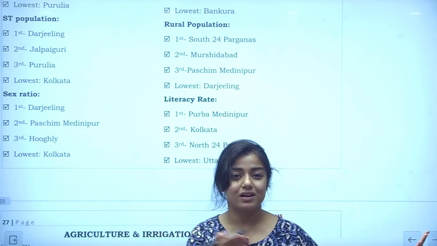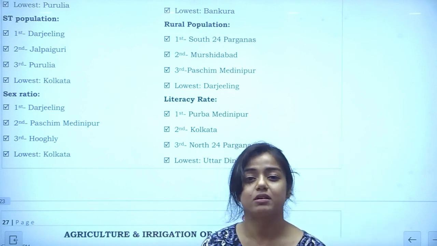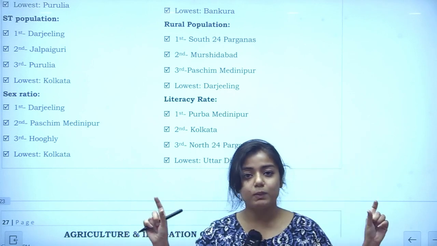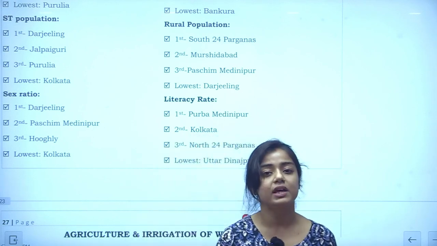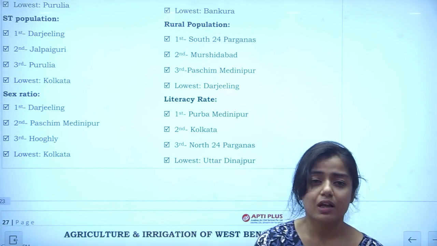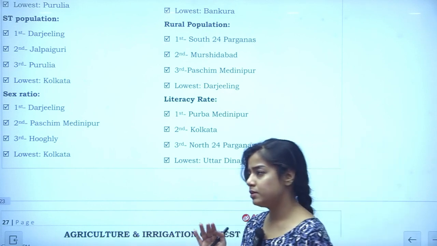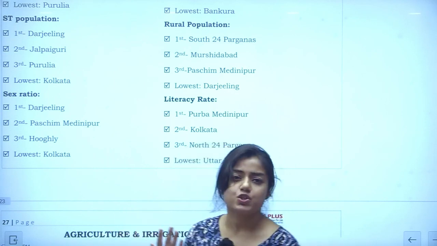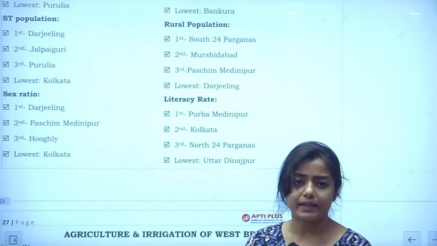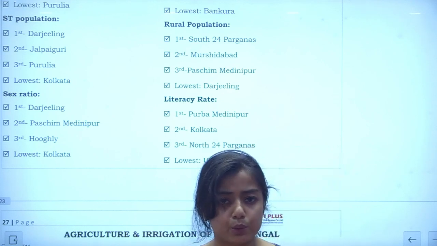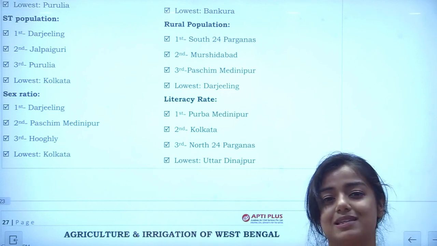Sex ratio and literacy rate are also dependent upon each other. So there are a few variables which are dependent on each other, and if you assume the things and just see the relations, I guess you yourselves will be able to understand what kind of relations those parameters have.